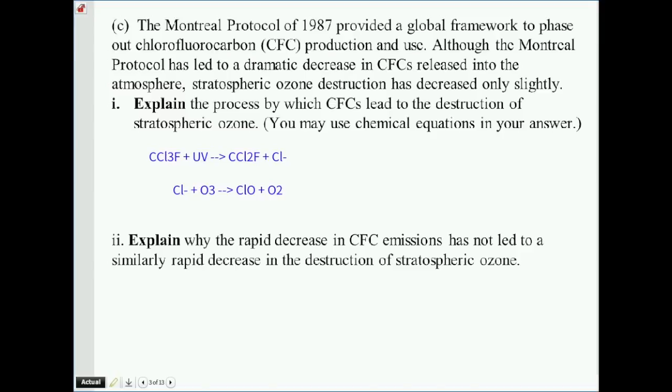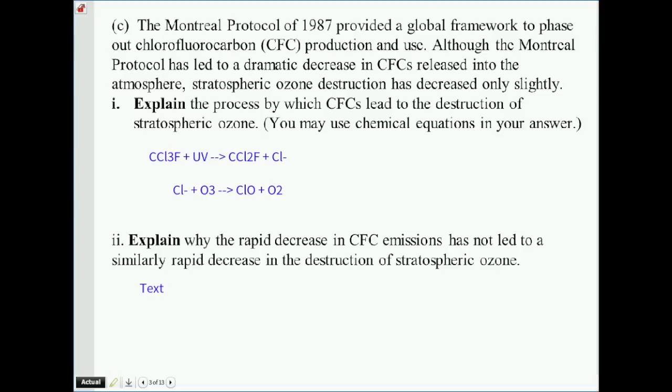So there's a couple of reasons why rapidly reducing CFC emissions has not reduced the destruction of ozone. There's a few reasons. CFCs are actually pretty slow to migrate into the stratosphere.